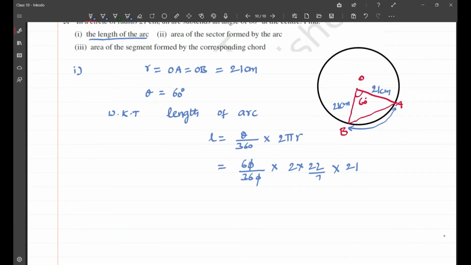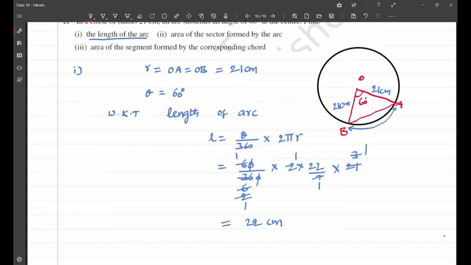So again cutting is there, 7 1, 7 3 0, then 6 1 0, 6 6 0. Now by 3, 3 2 0, 3 1 0. Now by 2, cutting is there, 2 1 0, then 2 1 0, get cancelled. Now finally we got 22 centimeter as length of arc.